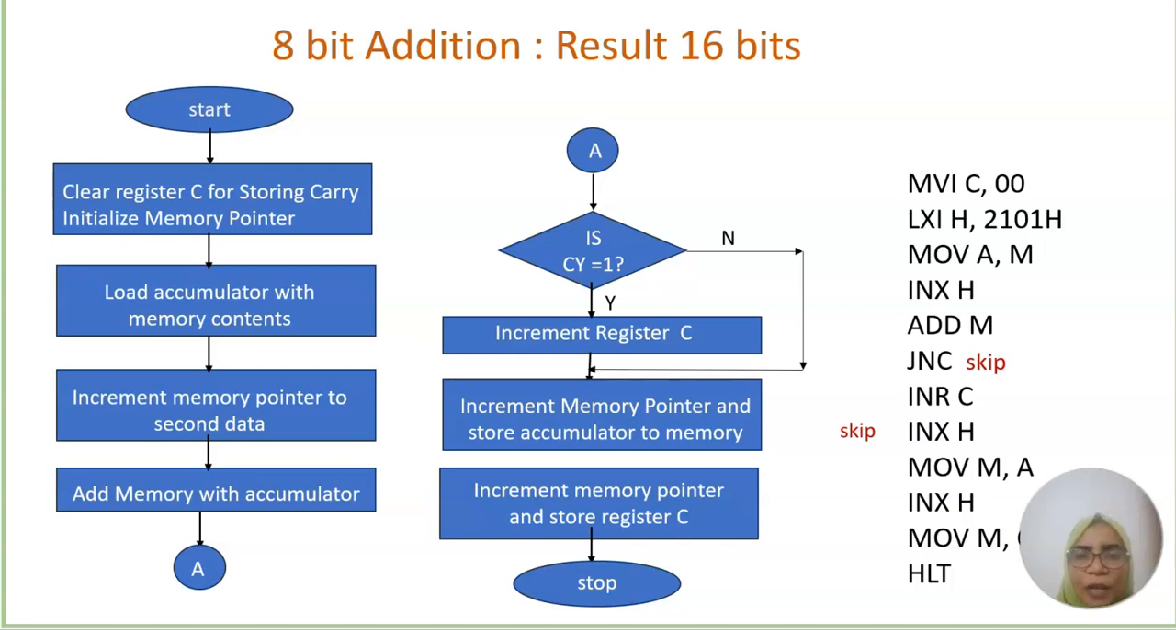Today we can study a simple program using 8085 assembly language: the addition of two 8-bit numbers. The result can be either 8-bit or 16-bit, so generally we are using the result as 16-bit.